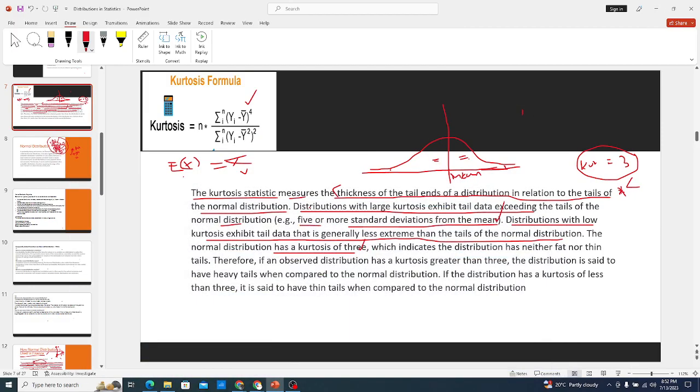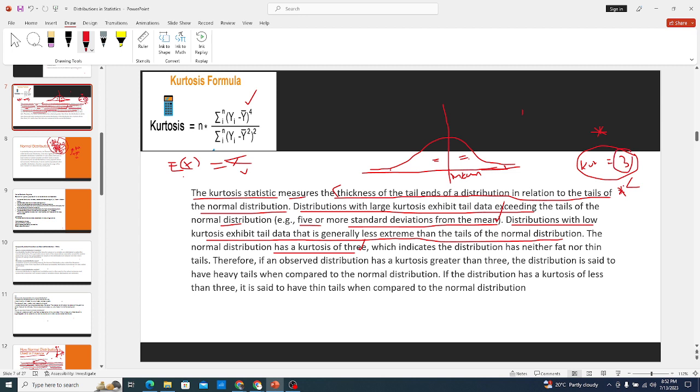Okay, so we've seen that the kurtosis of a statistic measures the thickness of what? Of the tail in relation to the tails of a normal distribution. We are saying that for a perfect normal distribution, we have a kurtosis of 3.